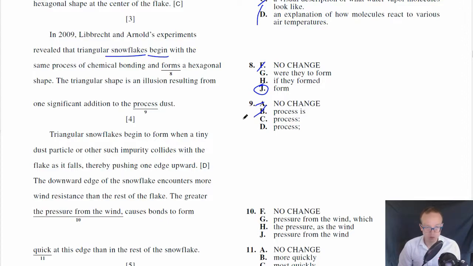The colon can work here because this specifies or clarifies what's going on earlier in the sentence, right? They talk about one significant addition to the process, and you might be like, well, what is that significant addition to the process? Well, that significant addition is precisely dust. The semicolon does not work because, again, this is an independent piece of the sentence, but this is not an independent piece. Dust itself is not an independent sentence, clearly.